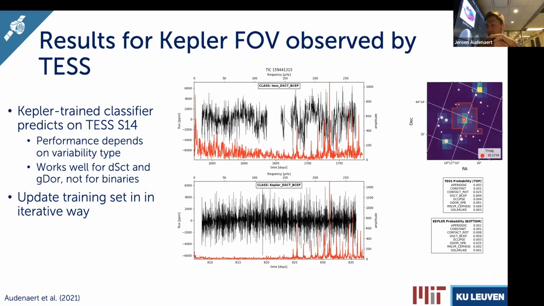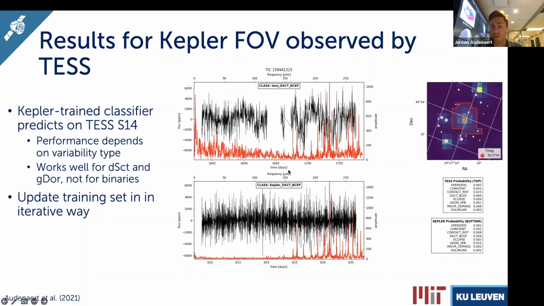But for eclipsing binary systems, for example, TESS has a lot of momentum dumps. So there we see all these drops actually get classified as binary systems. So what we did is we just used the classifier that was trained on Kepler data, and we use it to classify the Kepler field of view that was observed by TESS. So then we can actually compare our probabilities there or compare our classifications. And we're currently in the process of that.